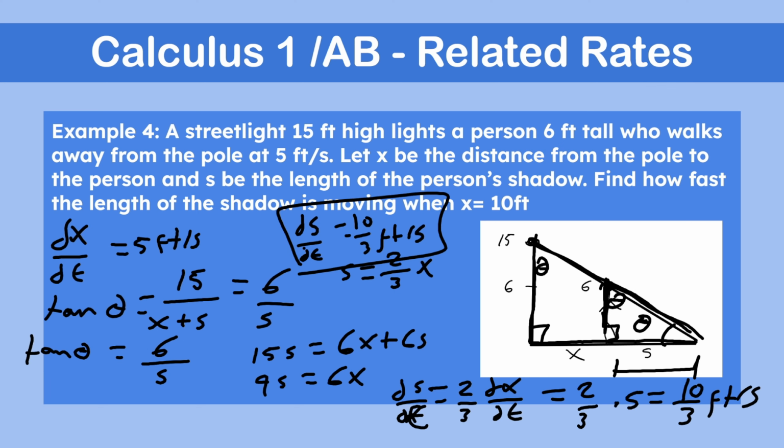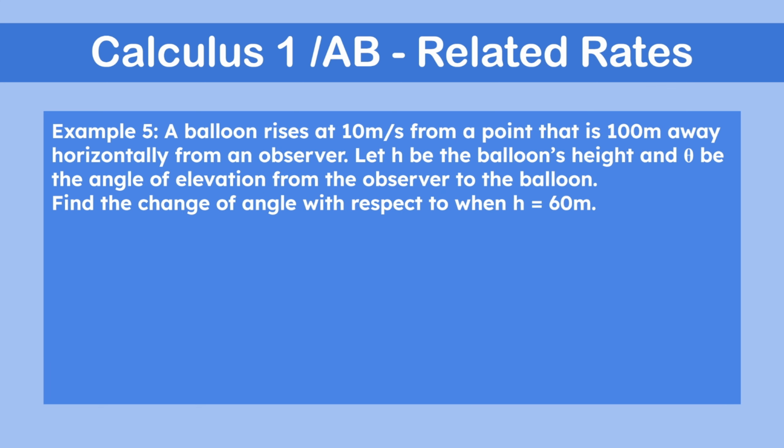Okay, so for our last problem, we have that a balloon is rising at 10 meters per second at a point that is 100 meters away horizontally from an observer. Let h be the balloon's height and theta be the angle of elevation from the observer to the balloon. Find the change of angle with respect to time when h is equal to 60 meters.